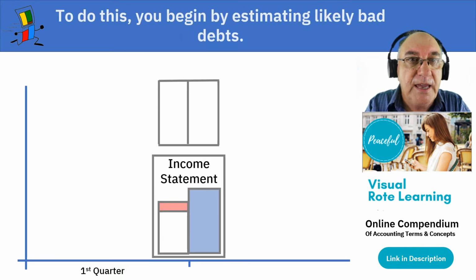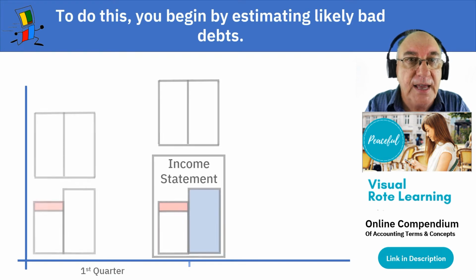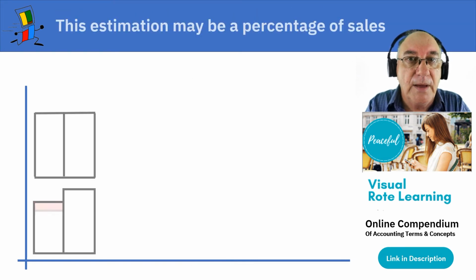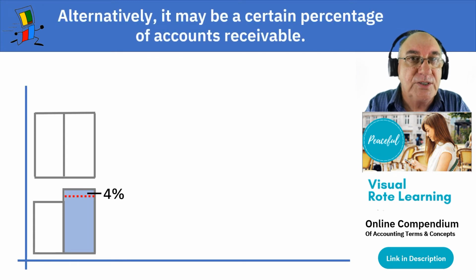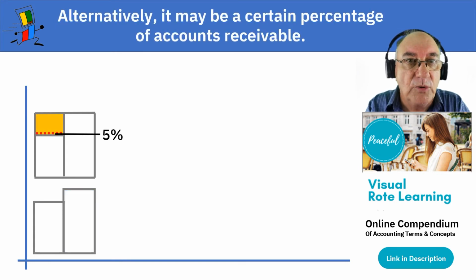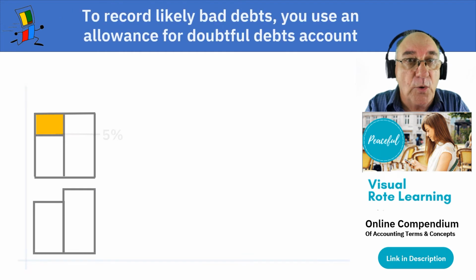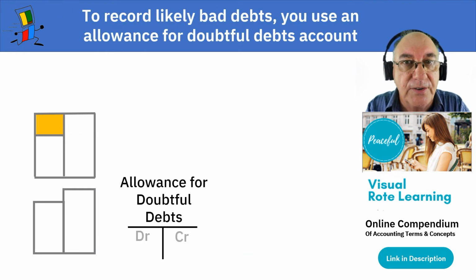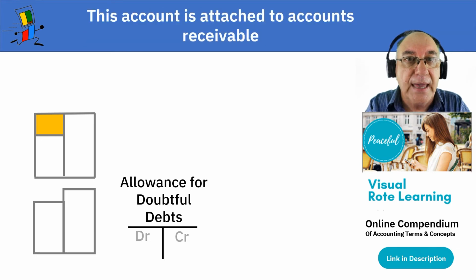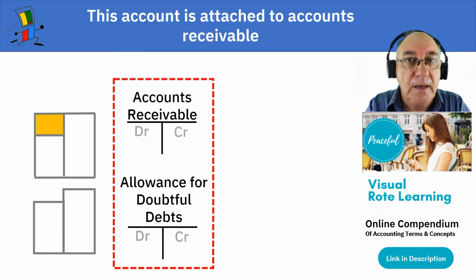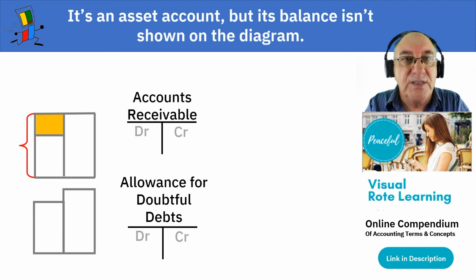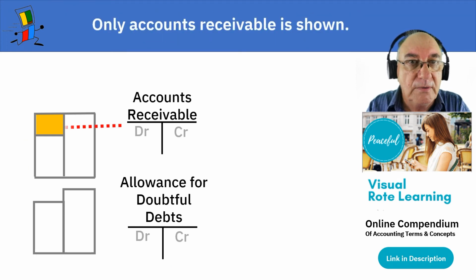To do this, you begin by estimating likely bad debts. This estimation may be a certain percentage of sales. Alternatively, it can be a certain percentage of accounts receivable. To record likely bad debts, you use an allowance for doubtful debts account. This account is attached to accounts receivable. It's an asset account, but its balance isn't shown on the diagram. Only accounts receivable is shown.